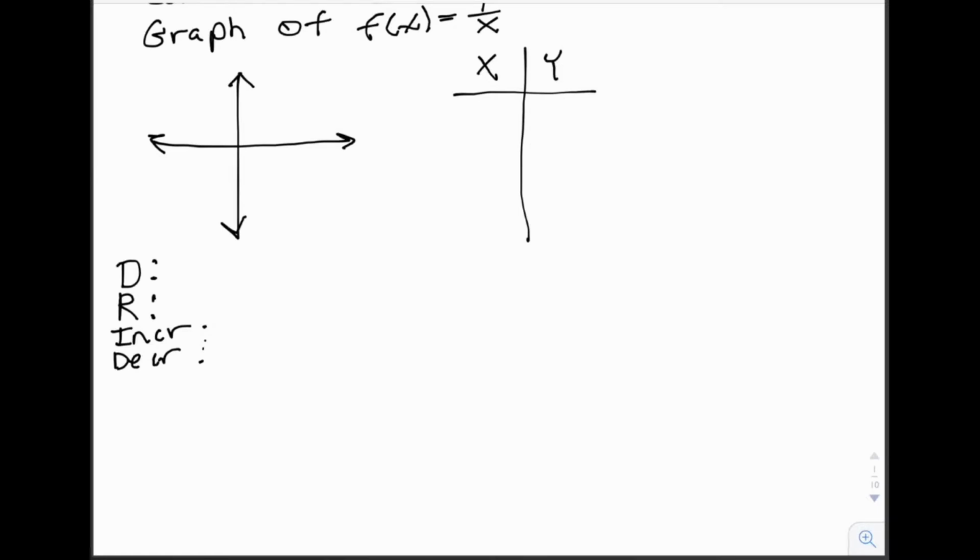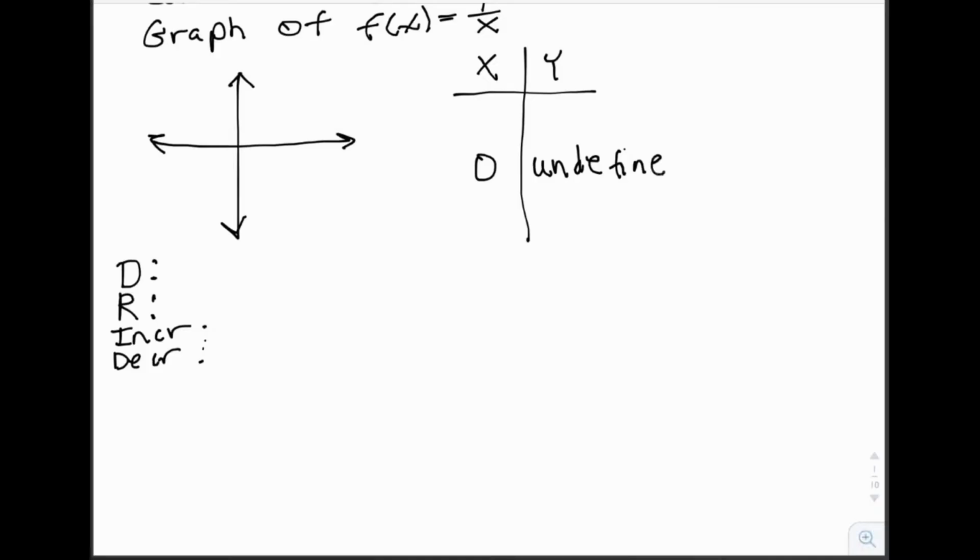1 divided by x. In order to get a good idea of what this looks like, we can go ahead and pick some points for this one. So let's go ahead and do so. If we start at 0, notice what happens. If we plug 0 in, what do we get? Well, we get a 0 in the bottom, so this is going to be undefined.